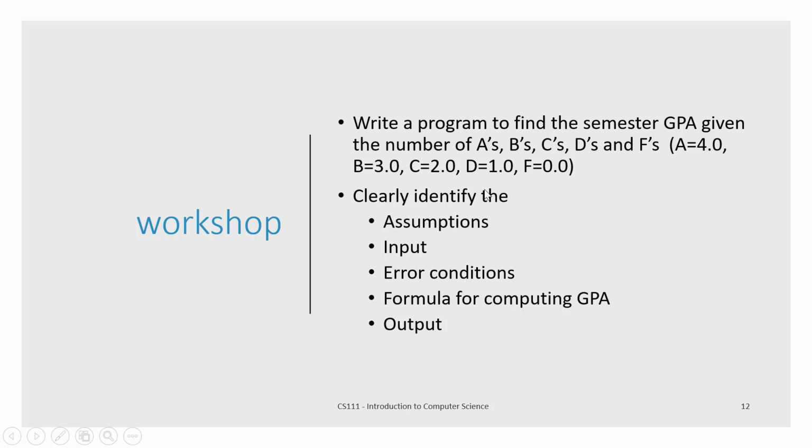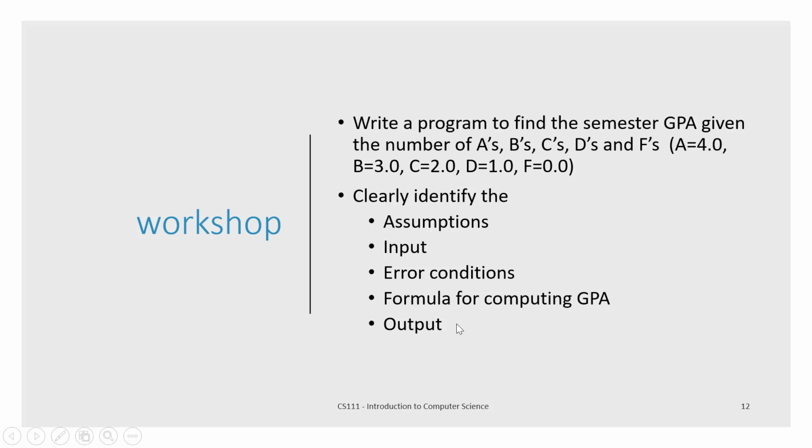What inputs do you want from the users? We want the number of A's, B's, C's, D's, and F's. What are the error conditions? The user may enter a negative number for the number of A's or B's. Then we have to inform the user to enter a positive number. How do we compute the GPA given the A's, B's, C's, D's, and F's?